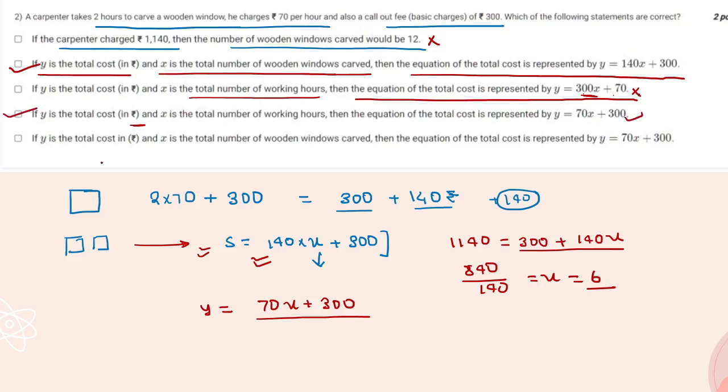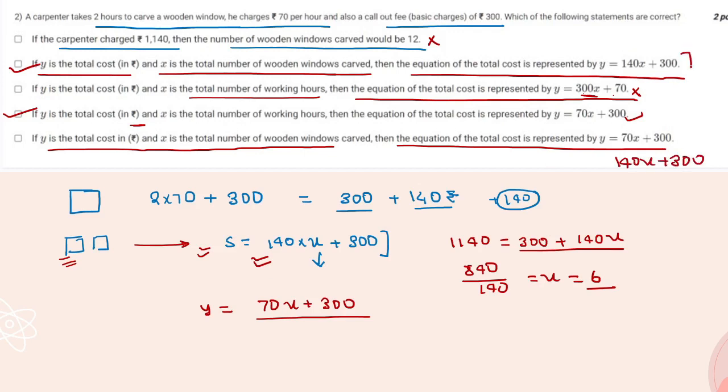The last statement is if y is the total cost and x is the total number of wooden windows. Now it is asking about the wooden window. Then the equation of total cost is represented by y is equal to 70x plus 300. This particular statement is incorrect because earlier we calculated that this should be equal to 140x plus 300. So these three statements are incorrect and these two are correct.